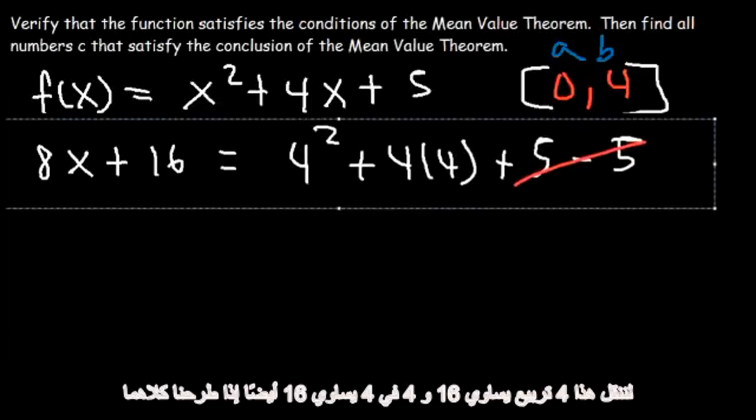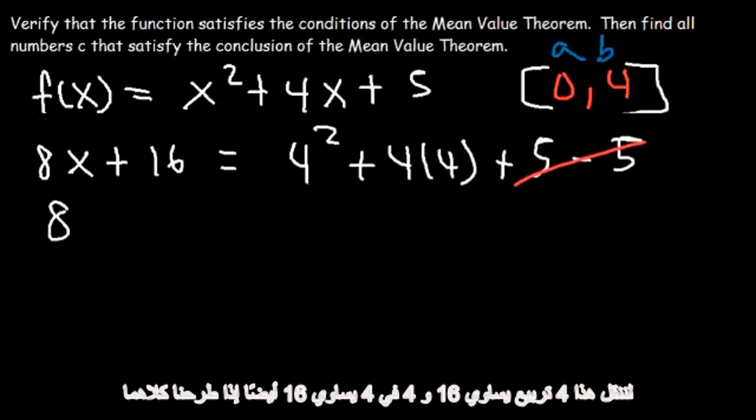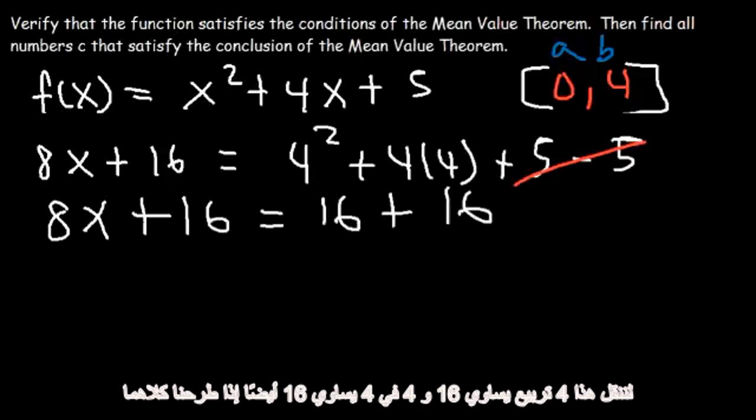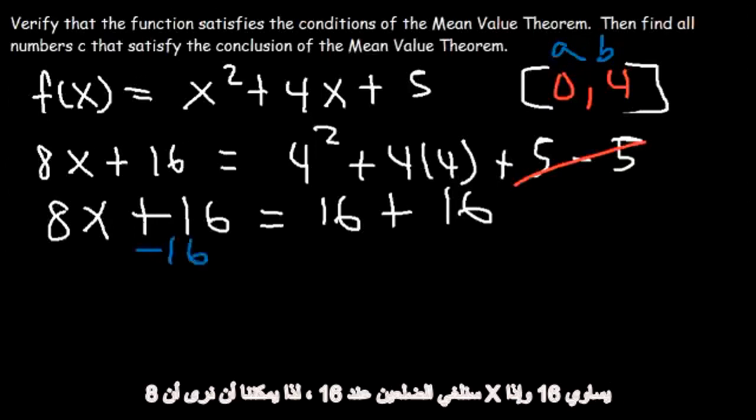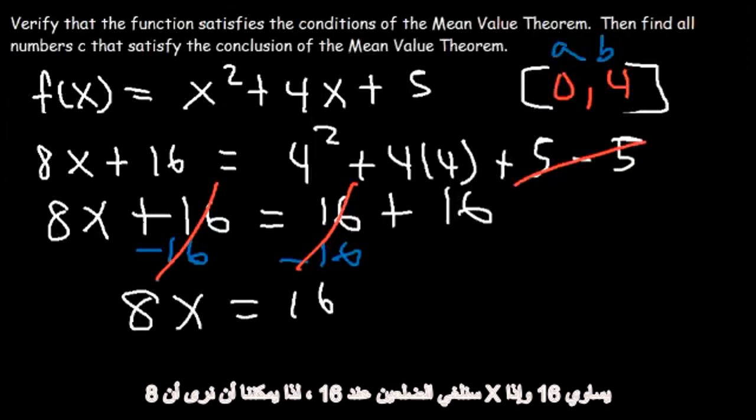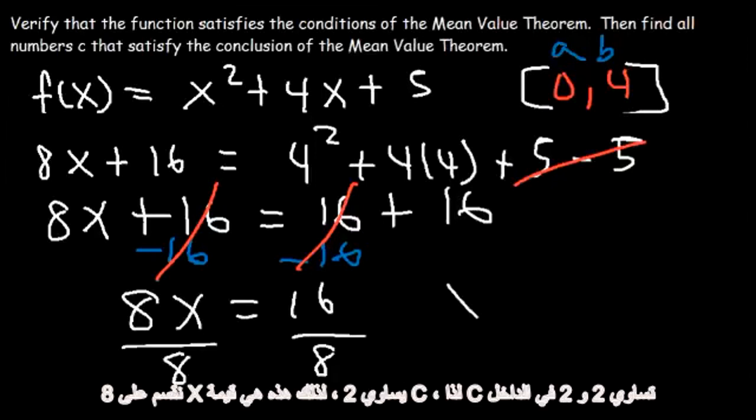Let's move this up. 4 squared is 16, and 4 times 4 is also 16. If we subtract both sides by 16, these two will cancel. So we can see that 8x is equal to 16, and if we divide by 8, x is 2.